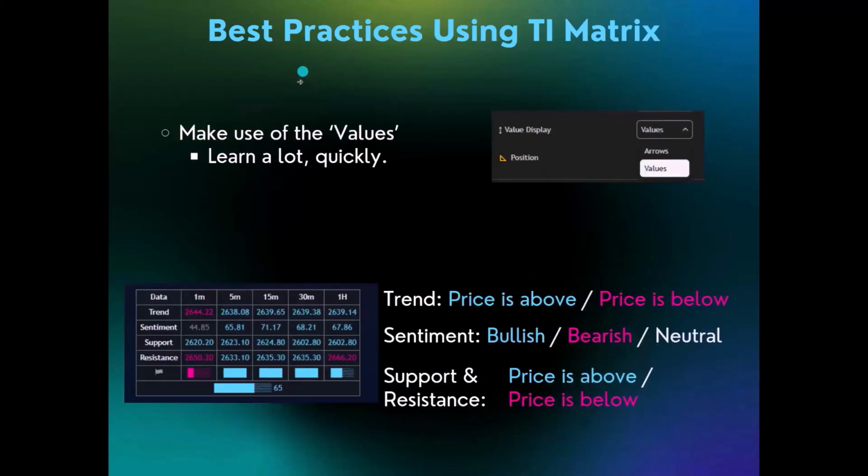So the next best practice, as we already sort of spoke about, was make use of the values. Click on values, because you can learn a lot about the chart very quickly. And these are the rules for reference that I already spoke about, but these are how they're colored. So for trend, it's going to be colored with that bullish color if price is above the trend line, the volume-weighted moving average, the multi-timeframe one. And if price is below it, it's going to be colored with the bearish color.